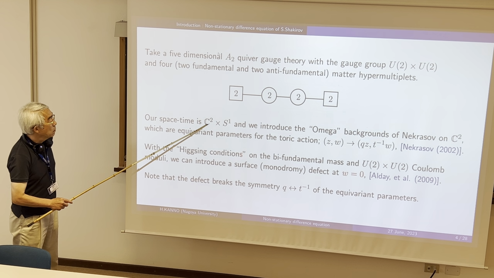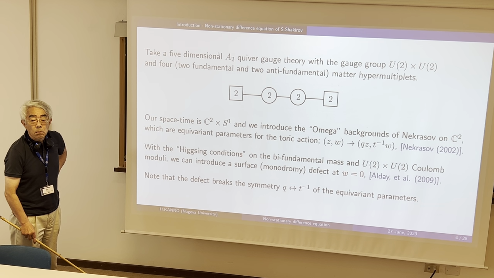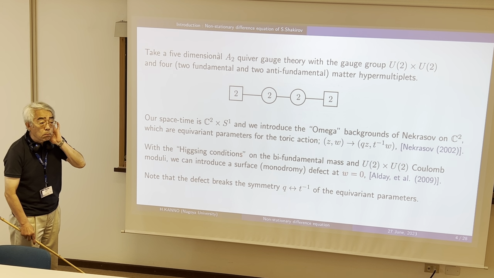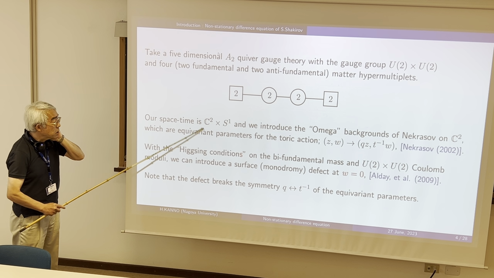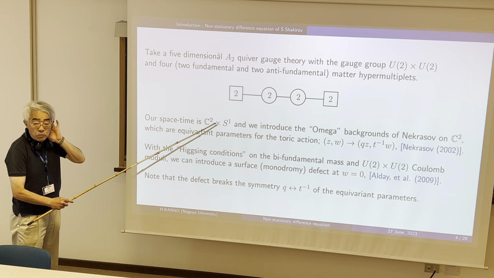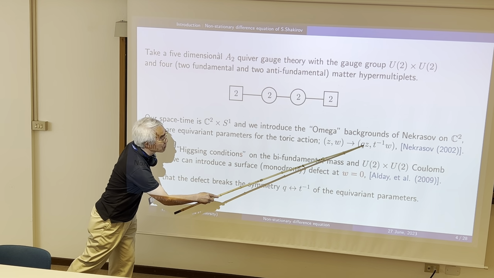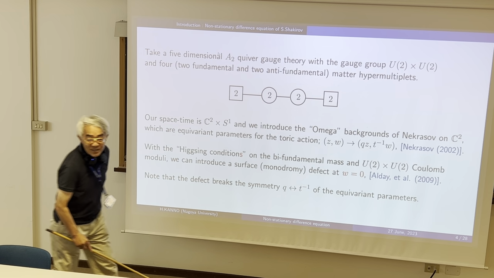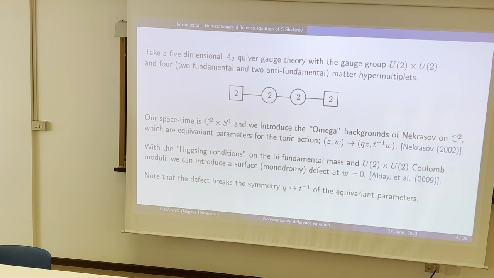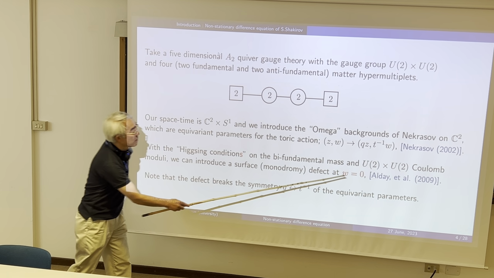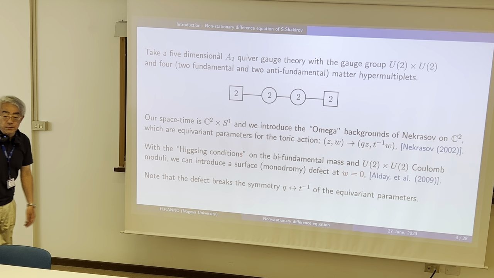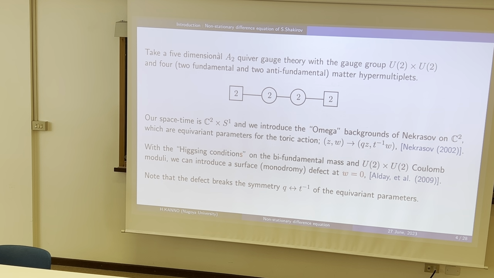C^2. Yeah, but is it on the Coulomb branch or where? Physically, Coulomb branch or? The coordinate of C^2, the space-time coordinate, I'm sorry. So this, we consider the standard toric action on q and t inverse, okay. And then the surface defect sits on the zero of W. So it's like, yeah, a flat plane in C^2.